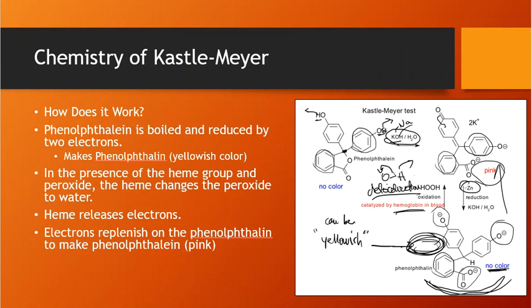So in the presence of the heme group, and with the help of peroxide, which is right here, right? That's peroxide. H2O2 rewritten is HOOH. In the presence of the heme group and a little bit of peroxide, we get the reversion of this molecule, and we get this pink color that happens from our indicator. That heme releases electrons. Those electrons go back and saturate that molecule a little bit, and it replenishes these that happen between the carbon and the double bond oxygen. And it makes the pink phenolphthalein again. All right, so that's the story with the Kastle-Meyer reagent.